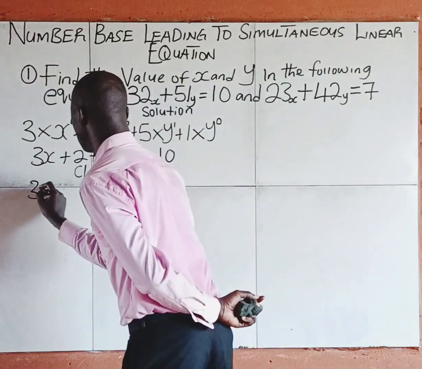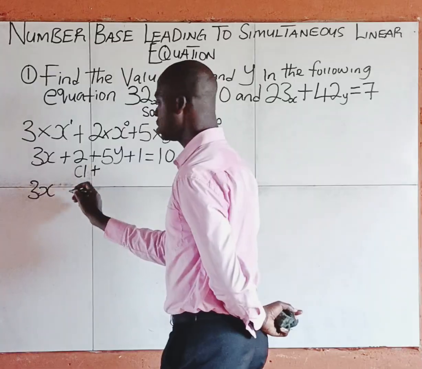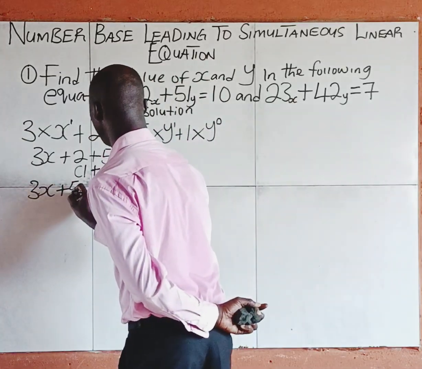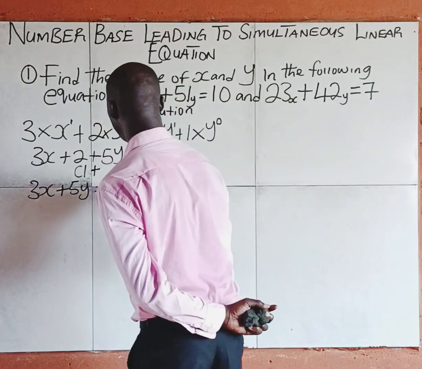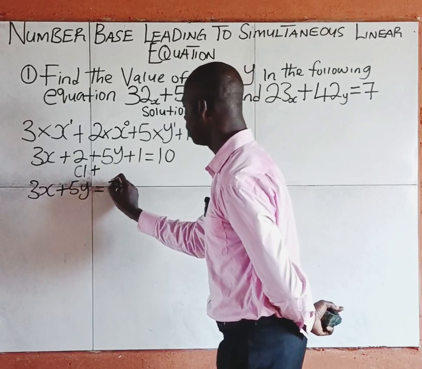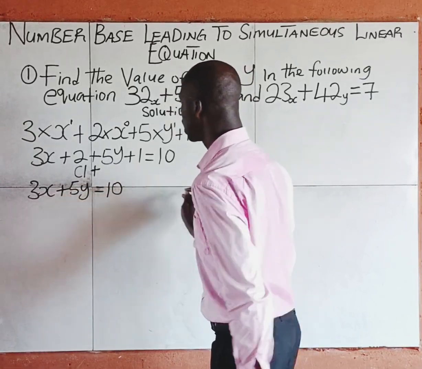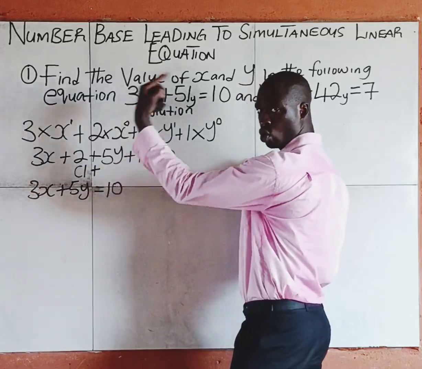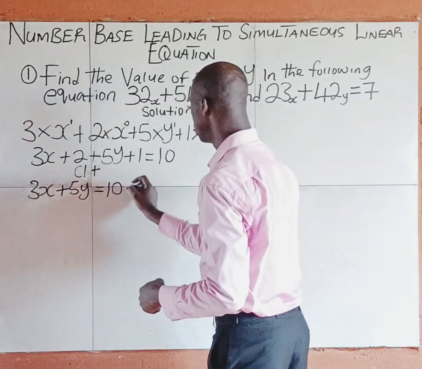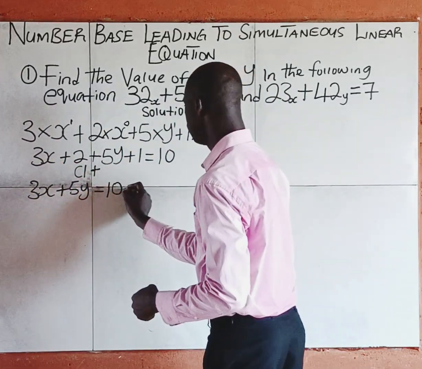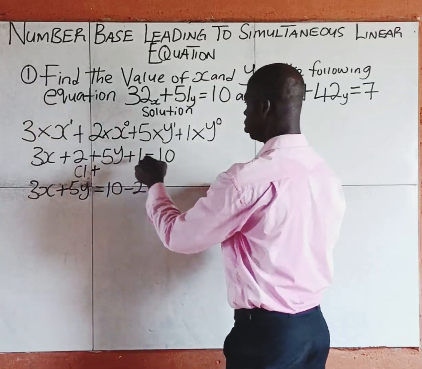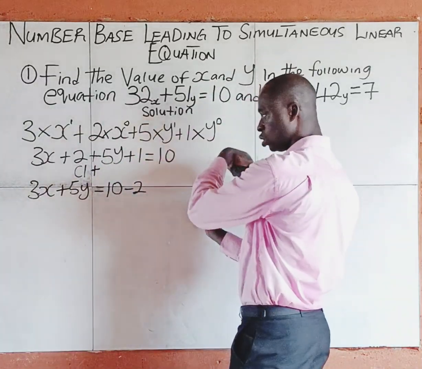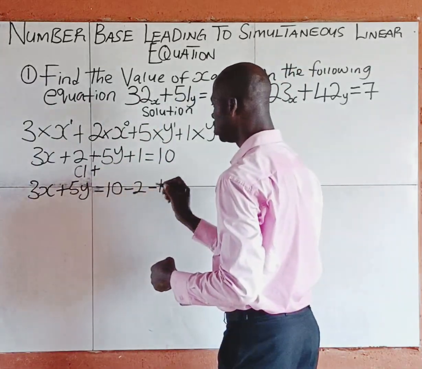Here becomes 3x. What am I having next? This is plus 5y equal to, I'm having a 10 here. I'm going to write a 10. Can you see these numbers without variable, the plus 2 and the plus 1, they will cross the equal to sign. So it becomes 10. If this plus 2 is coming, it becomes minus 2. If this plus 1 is crossing the equal to sign, it becomes a negative 1.